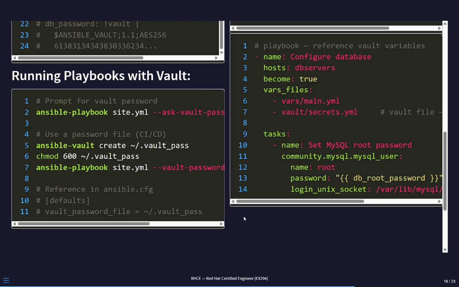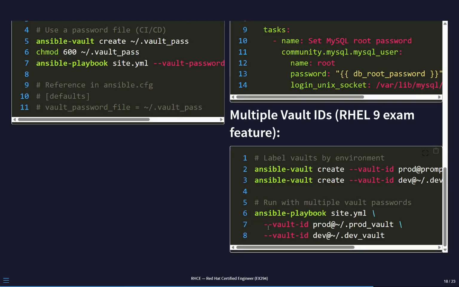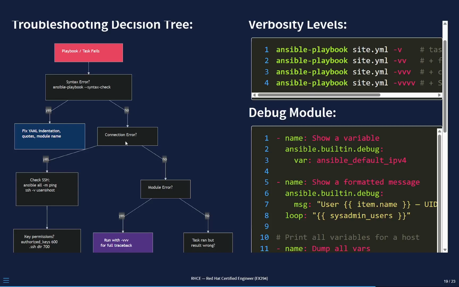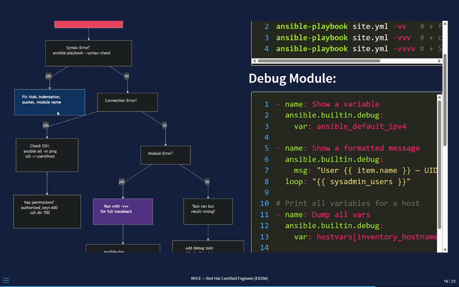Next, the troubleshooting domain is only 7%, but the skills are used in every other domain. When something doesn't work, you need to diagnose it efficiently. The decision tree shows the systematic approach. Start with syntax errors. ansible-playbook --syntax-check catches YAML indentation problems, wrong module names, and missing required arguments. This costs nothing, and should be your first step before every run.